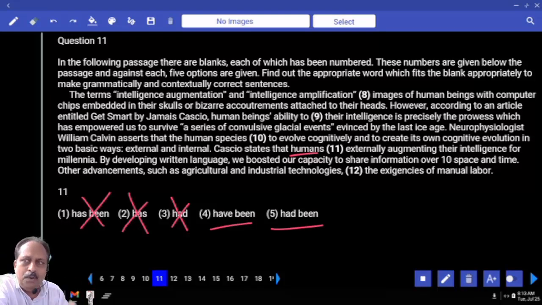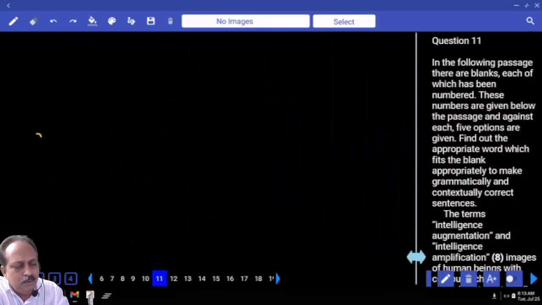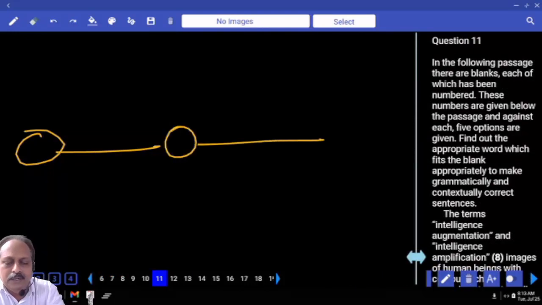But still it is going on. Based on that, you cannot use a past perfect continuous. The answer is present perfect continuous: have been augmenting. What does it mean? What is the use of present perfect continuous?